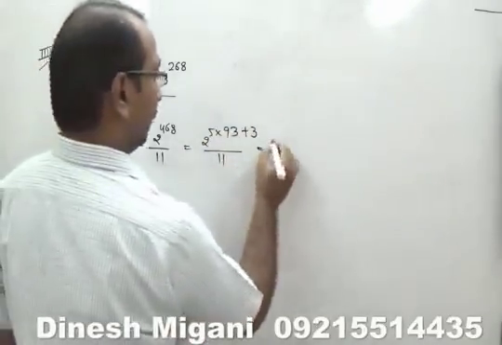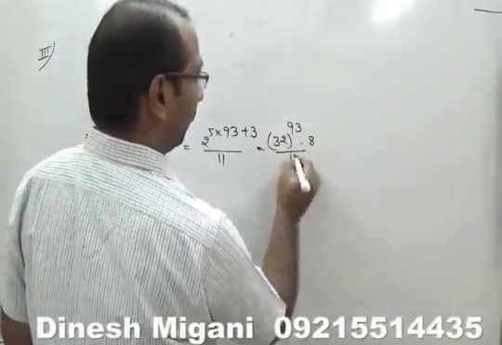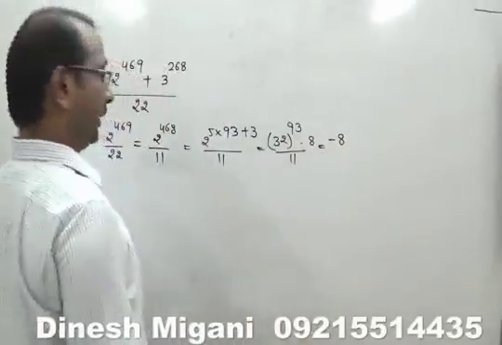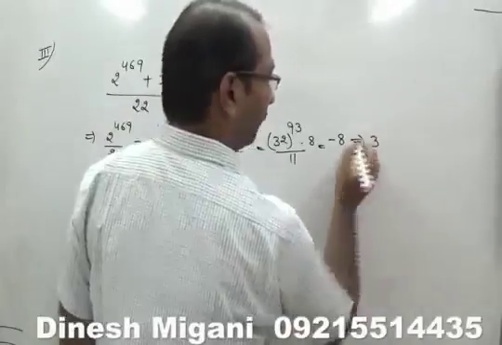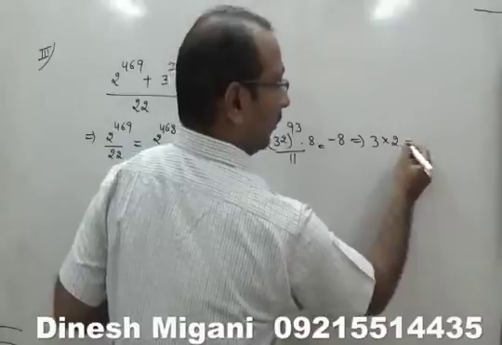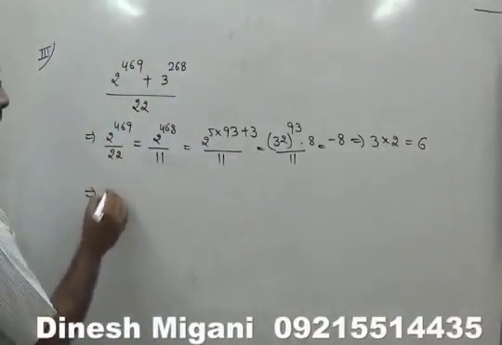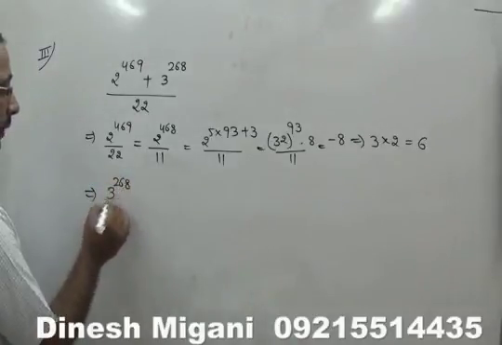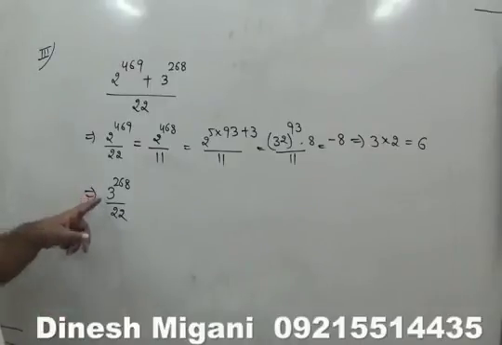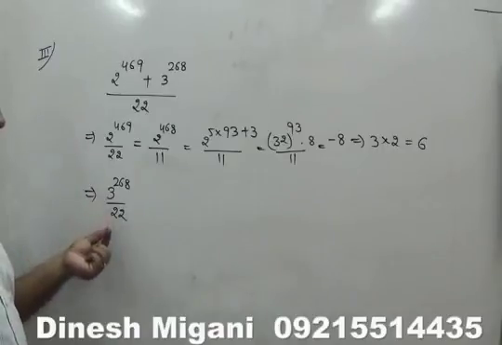I may take it as 32 raised to power 93 into 8 by 11. The remainder is minus 1, so that is minus 8. Okay. Minus 8 means my remainder is equal to 3. In the starting I had cancelled 2, so I have to multiply by 2. I can say my remainder is 6. Take the second one: 3 raised to power 268 by 22. Now here also we try to make an association between 3 and 22. 3 cube is 27 by 22.